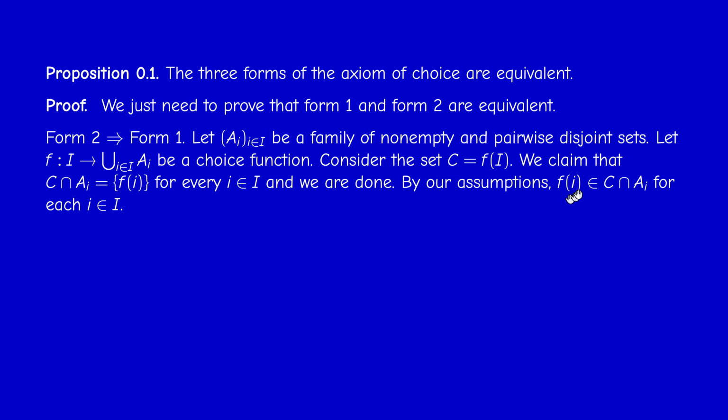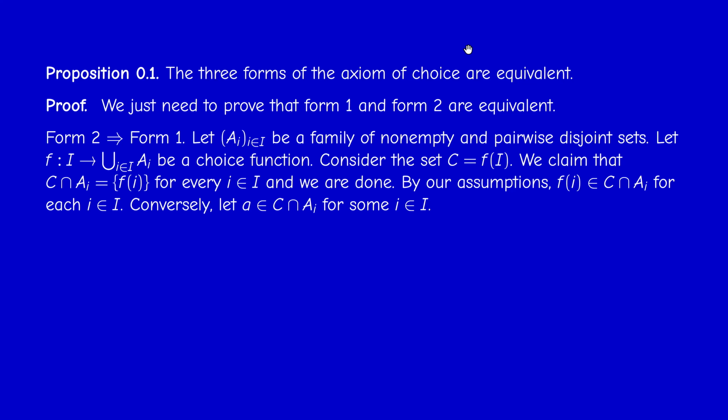Now, for f, pick any i, an arbitrary index i. Its image, by assumption, because this is a choice function, f(i) belongs to A_i. And f(i) belongs to f(I), so it belongs to C. So we have one inclusion. So this singleton here is included in the intersection.